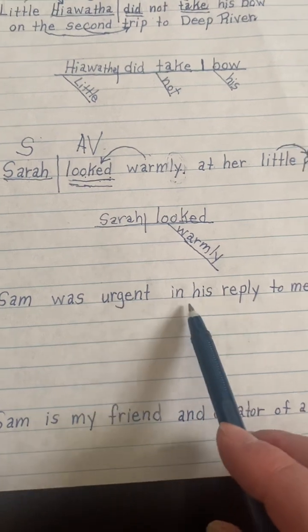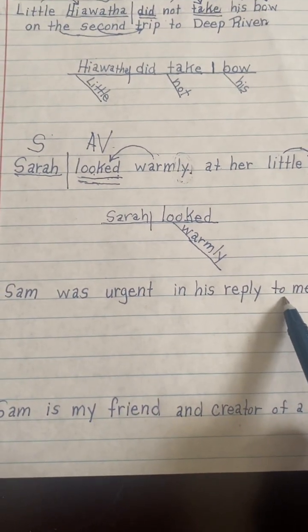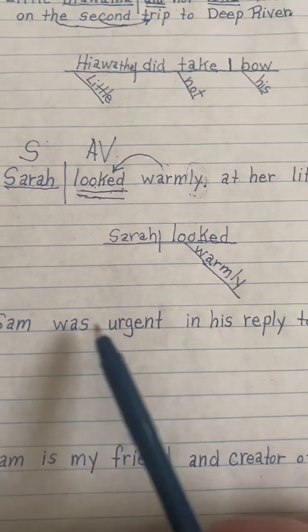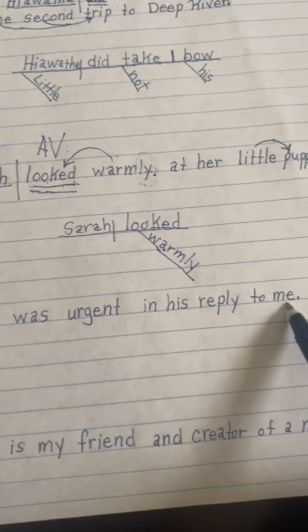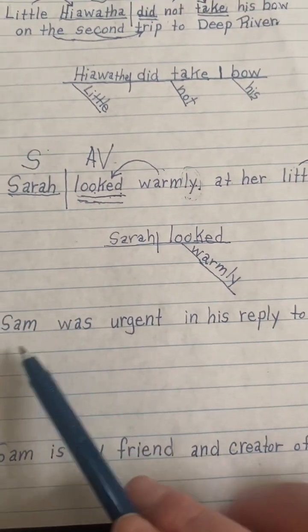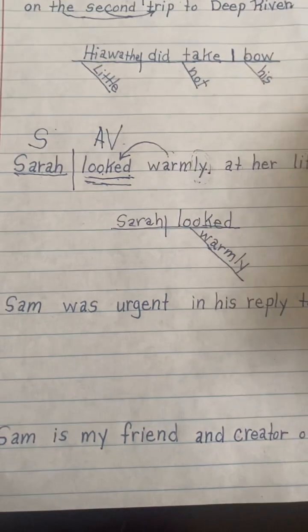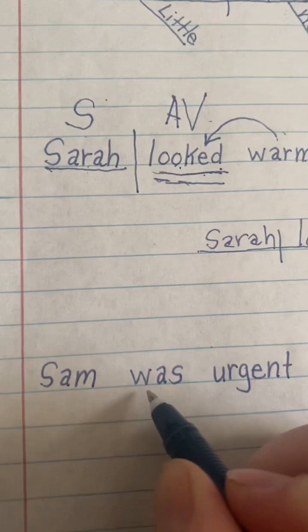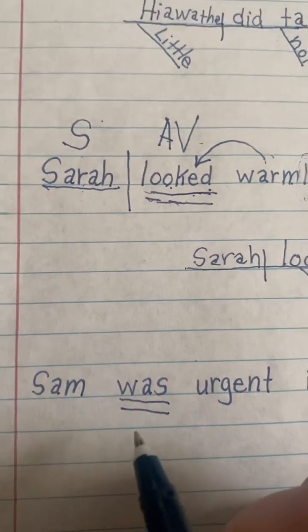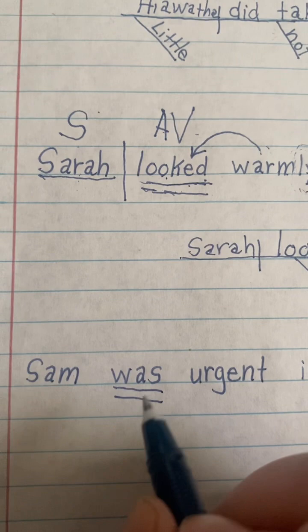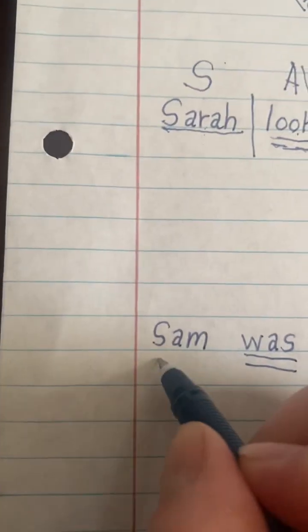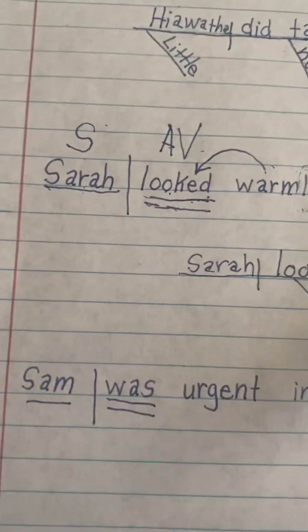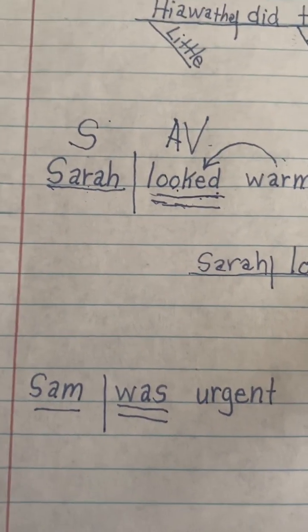So let's look at one more sentence. Sam was urgent in his reply to me. So first, subject, verb. Find the verb first, though. Is something happening? There's not really some action happening, but I do see a word that should pop out at you that's on our list. Yes, it's the word was. Was is a verb. Who was? Sam was. Vertical line separating the subject from predicate. Okay?